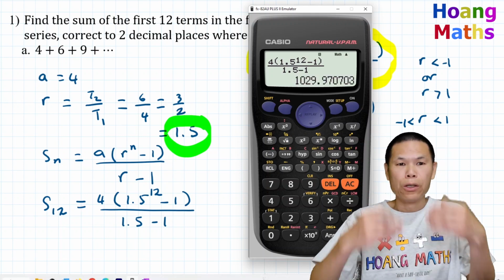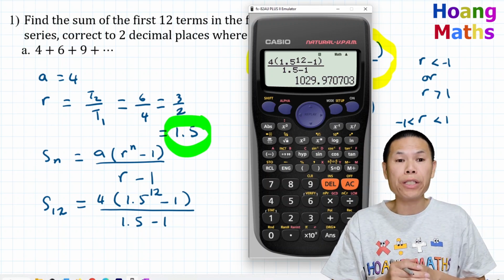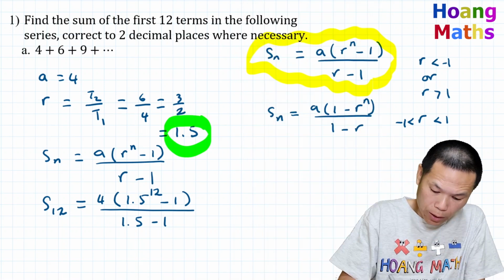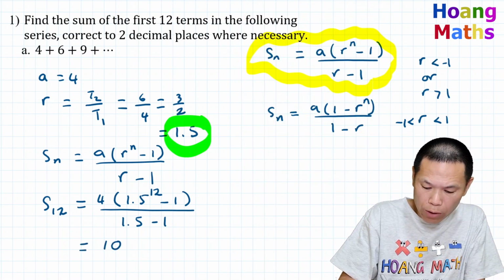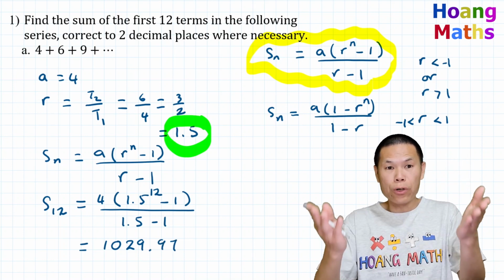That will do. So there you go, 1029.97, correct to 2 decimal places. So there you go.